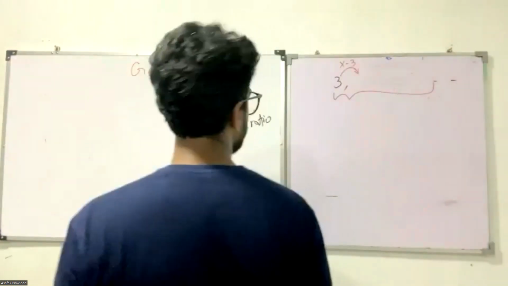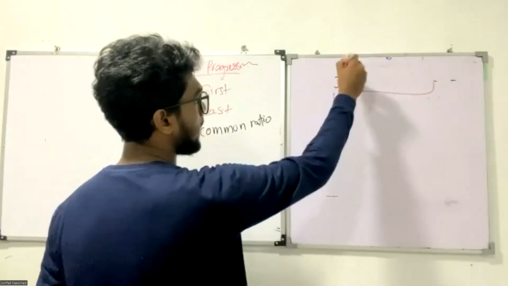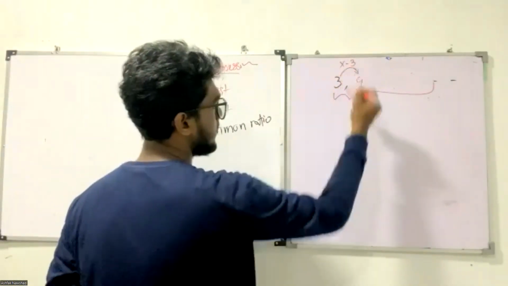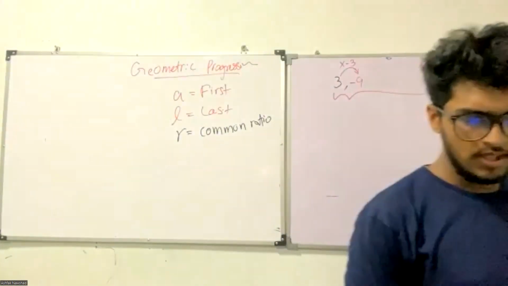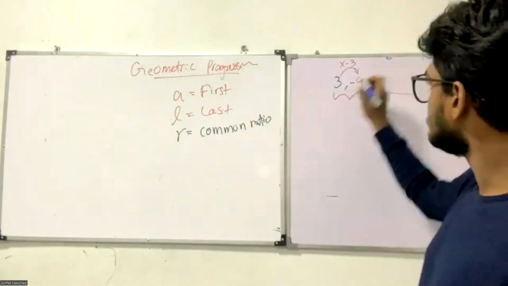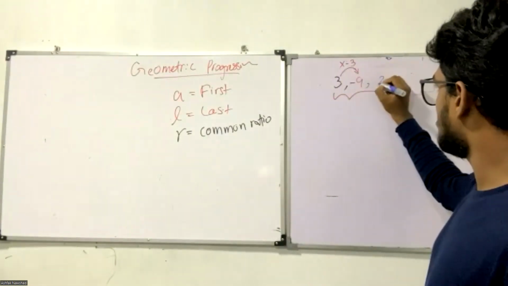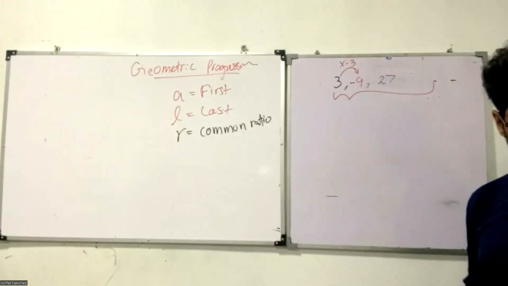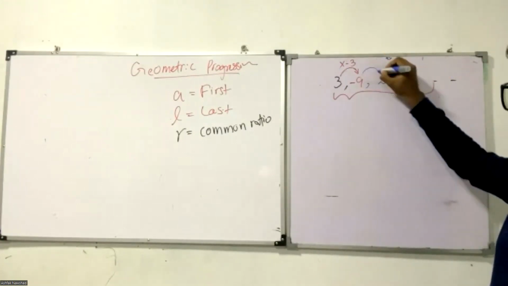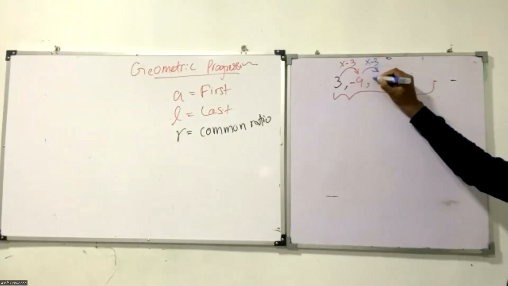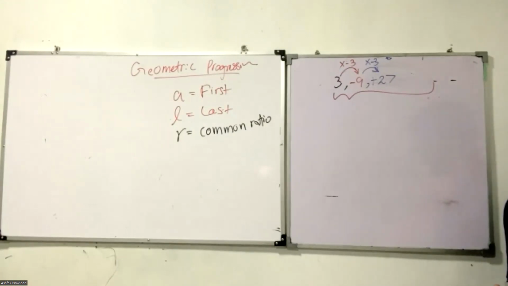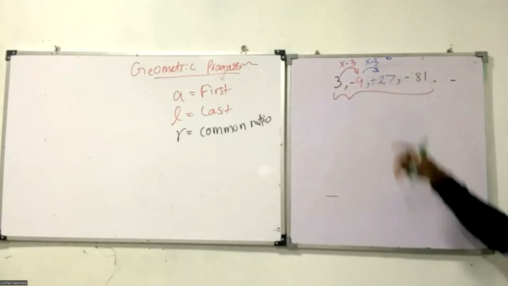Great. The first 4 terms: it gets multiplied by minus 3. 3 times 3 is 9. Since it gets multiplied by a negative number, it's minus 9. And then 27, like 9 times 3 is 27. Minus 9 times minus 3. Minus into minus is positive 27. It's not minus 27. And the next term is minus 81. The minuses get alternated.